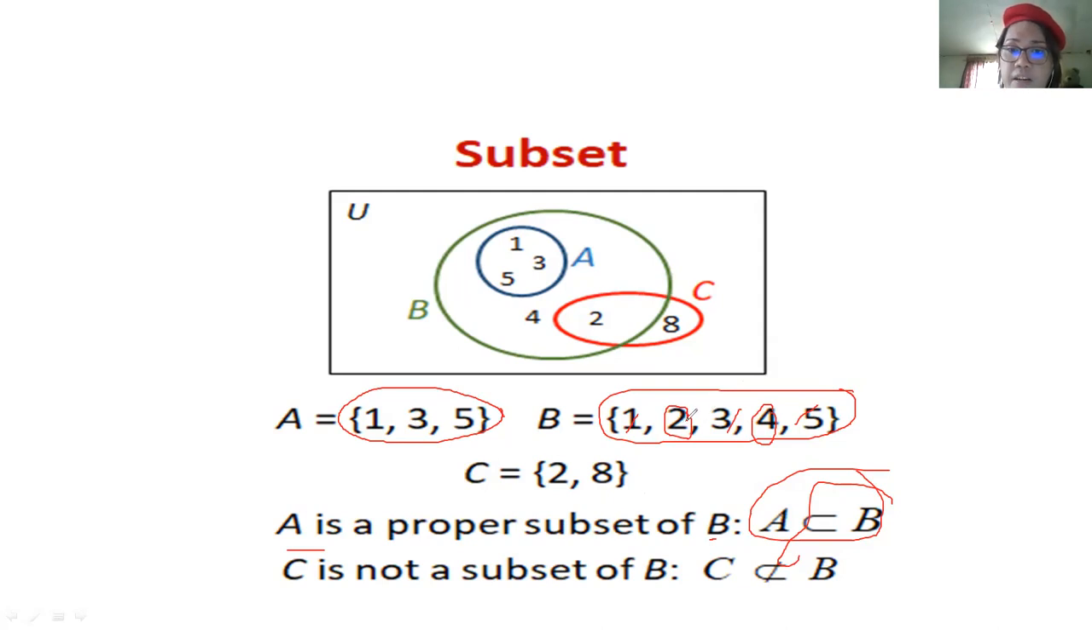So how many elements are there in B that are not in A? There are two: 2 and 4. Elements 2 and 4 are not in A. That is why A is a proper subset of B. Another thing here is that C is not a subset of B. Why? Because C consists of at least one element, which is 8, that is not in the elements of B. That's why C is not a subset of B. So it lacks the symbol, this one, with the line below.